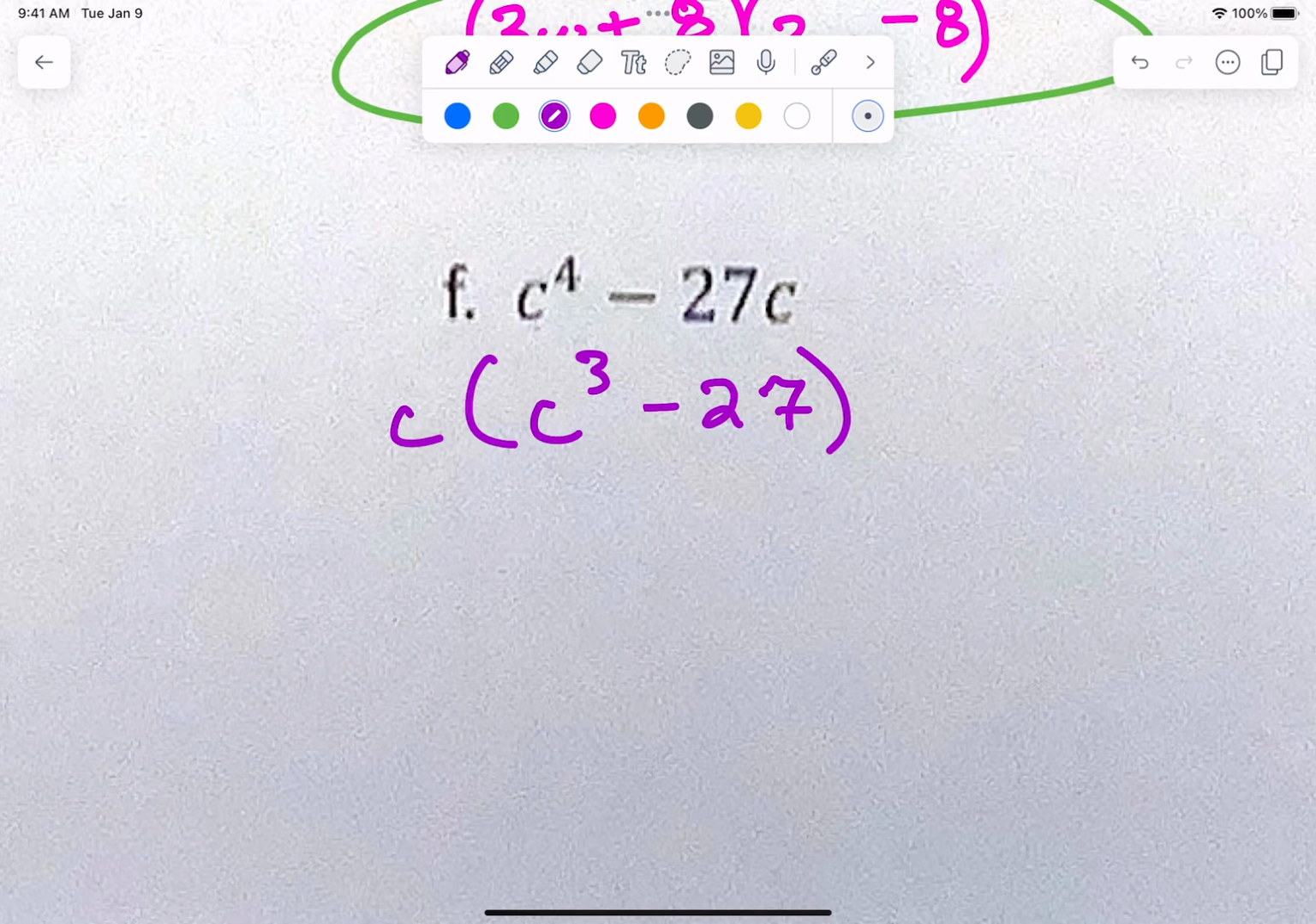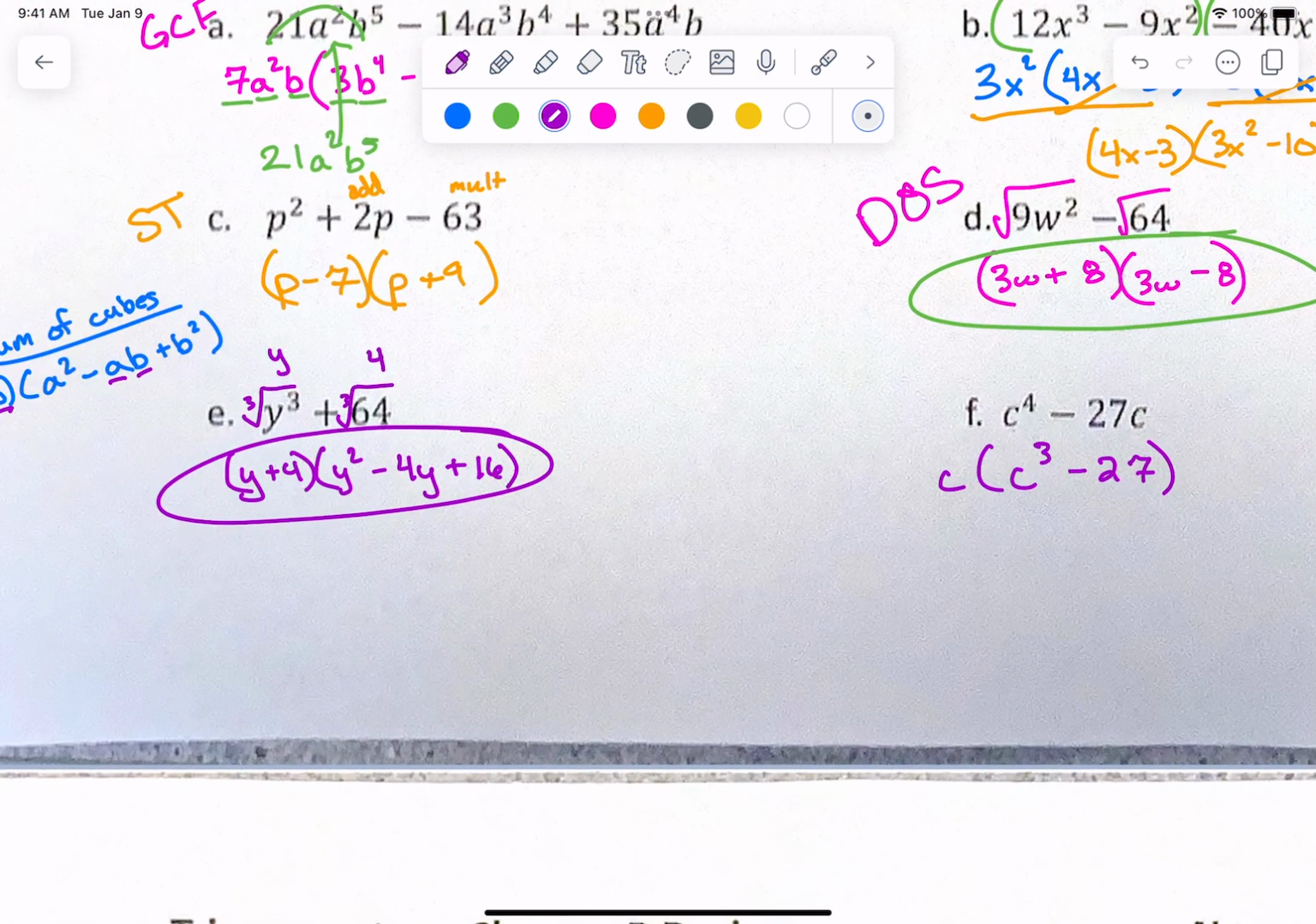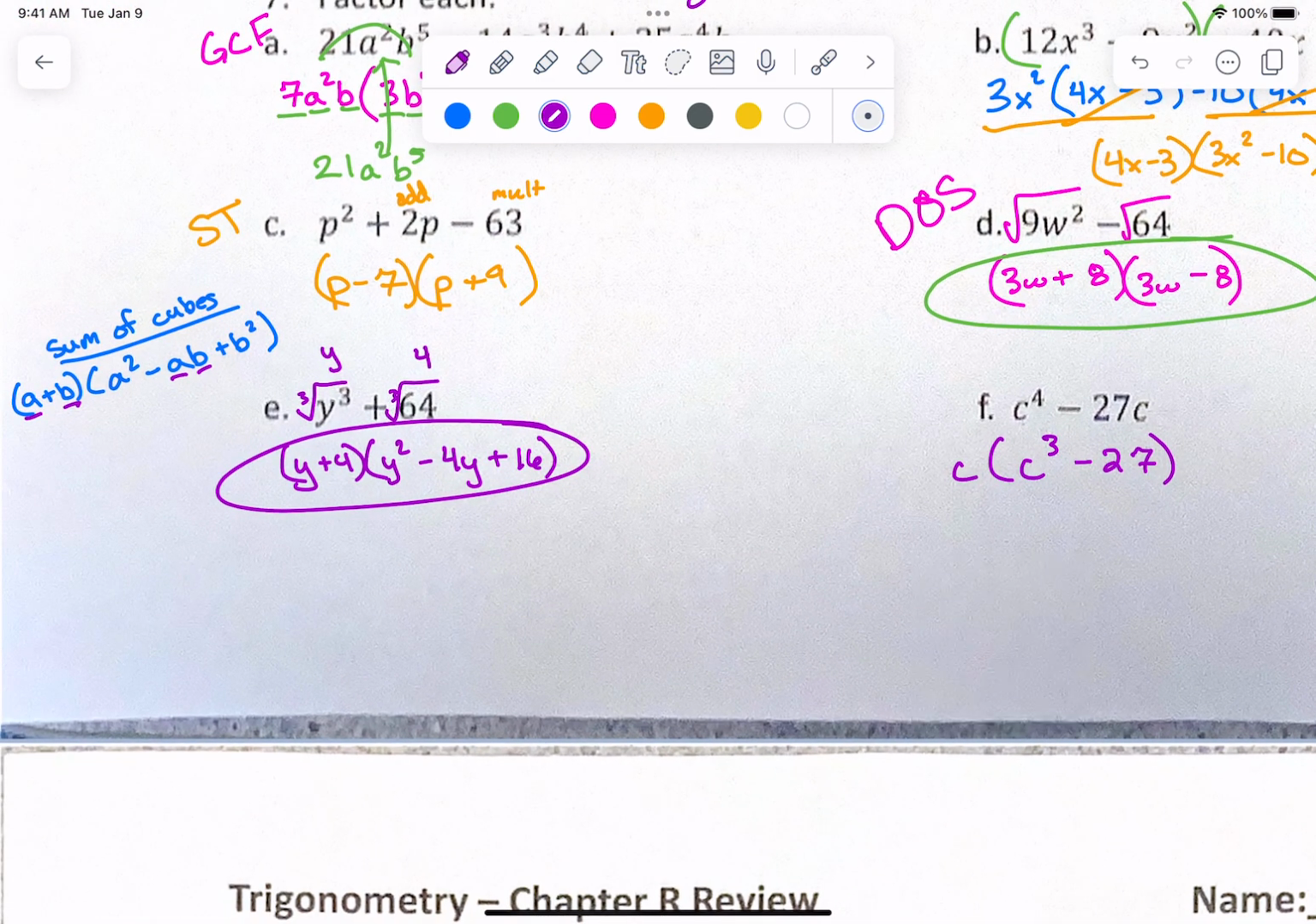Why is it Y plus 4? Y squared minus 4y. What else? Plus 16. Come on, Reese, look at the formula and take B and square it.